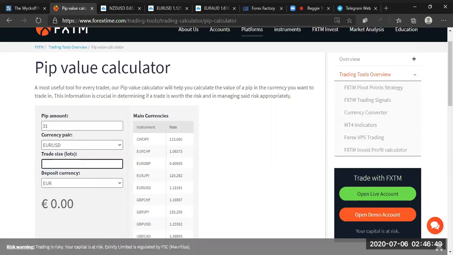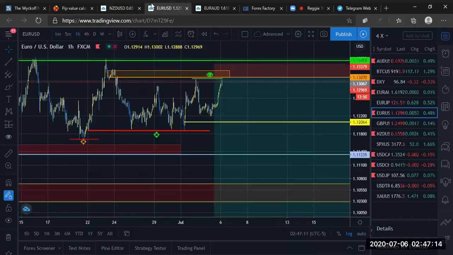Do it on, let's just say, a 0.1, and this is USD. So if it hits stop loss, you're gonna lose $31, obviously. Now, if you did 10 0.01s, that's the same as $31. So it's the same thing. It's just that I'm thinking of it as if I'm live in the market.